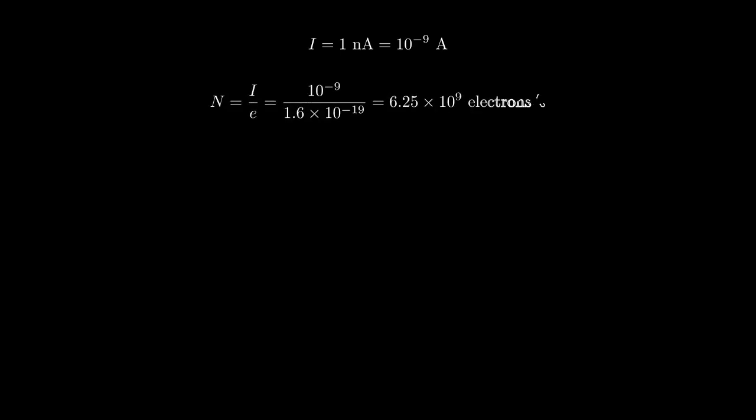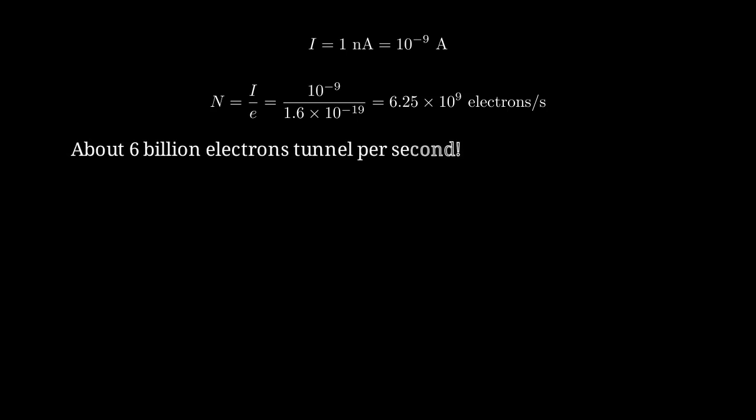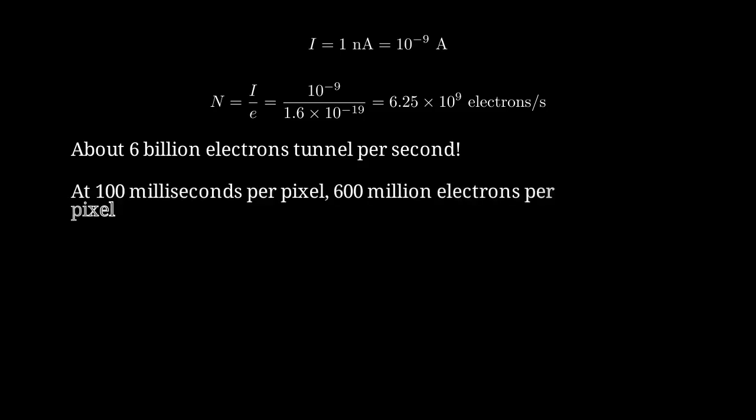The number of electrons per second is I over e, which is 10^-9 divided by 1.6 times 10^-19. This gives 6.25 times 10^9 electrons per second. So about 6 billion electrons tunnel per second. This is a surprisingly large number given that the current is so small. If your scan takes 100 milliseconds per pixel, then each pixel represents about 600 million tunneling events. This statistical averaging is why we can measure angstrom-scale features despite atomic-scale thermal vibrations.